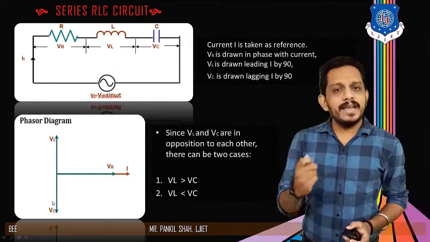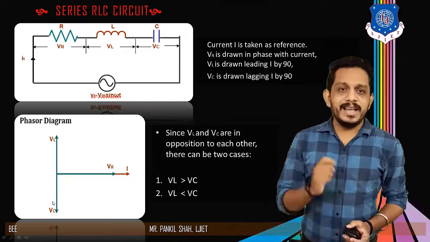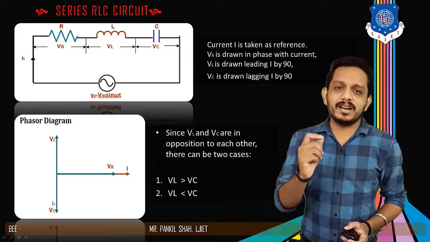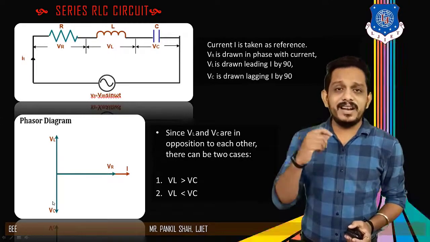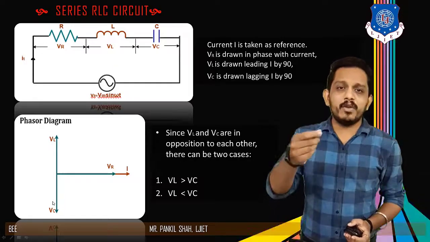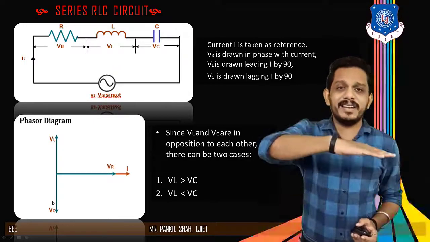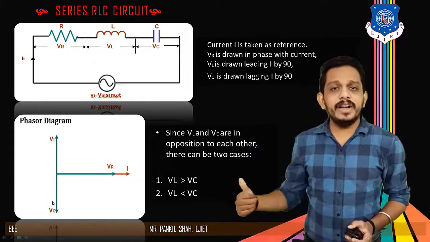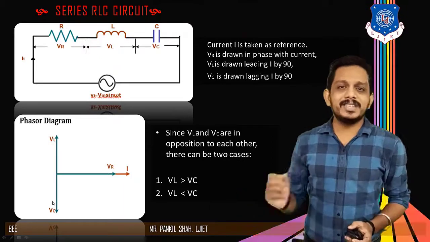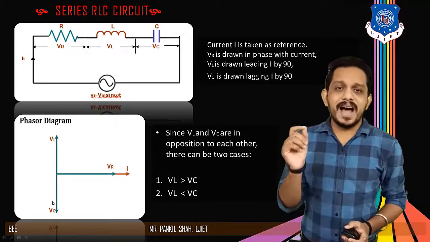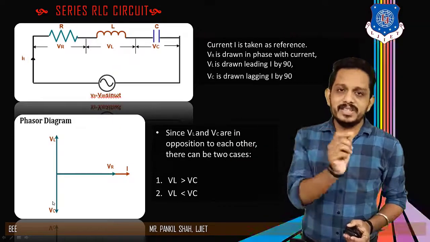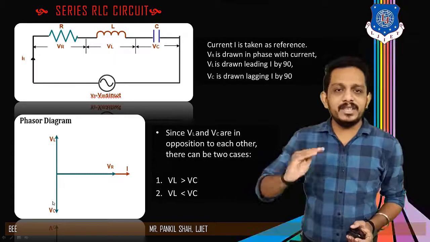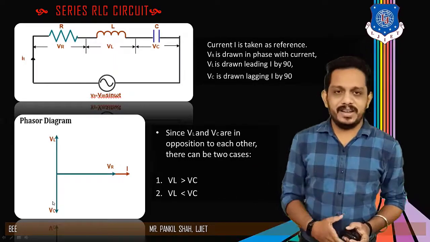Now let's talk about the capacitor voltage VC. We know that in a capacitor, the capacitor voltage is lagging behind the current by 90 degrees, because we learned that current in a capacitor leads the voltage by 90 degrees. But here we have taken current as a reference, so the voltage will be lagging behind the current by 90 degrees. So it will be on the below side. This is the complete phasor diagram of the RLC series circuit, in which current is taken as a reference, VR is in the same phase, VL is leading by 90 degrees and VC is lagging by 90 degrees.